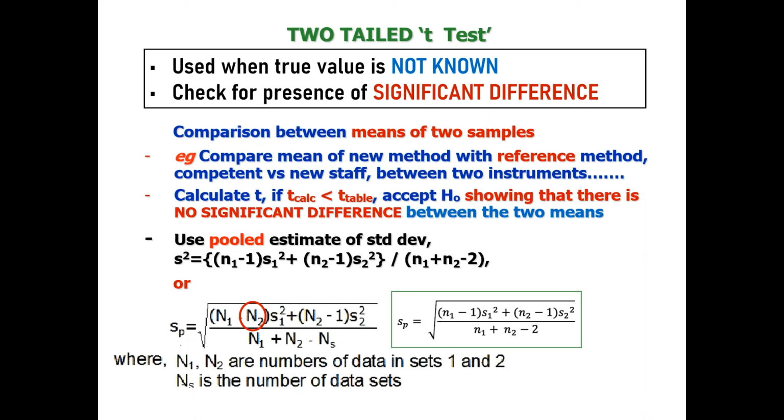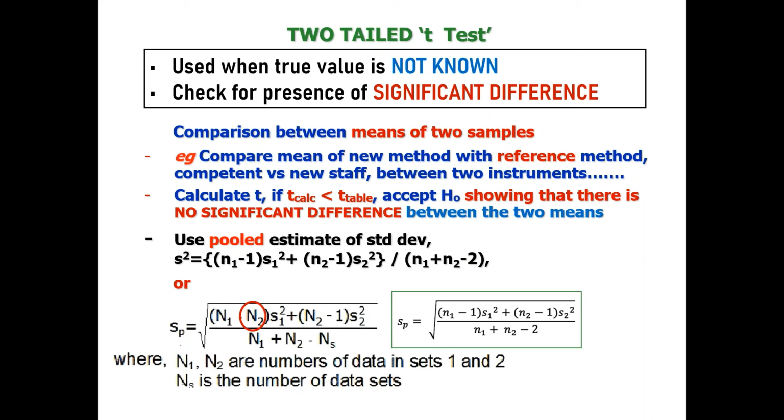And you would check T calculate, the same procedure, whether it's less than the T table or not, and whether there is a significant difference between the two data. So instead, we use what we call a pooled standard deviation, because right now you have two data sets with two means. So use the formula. Okay, let's look at the formula.